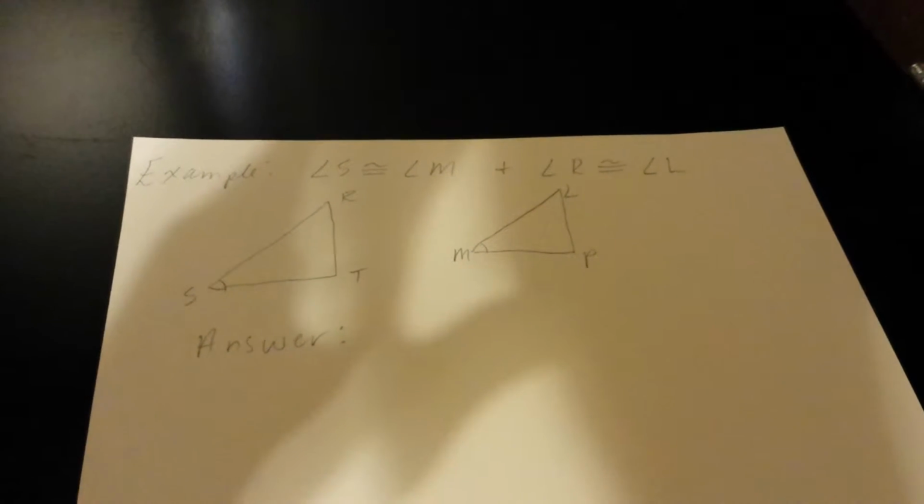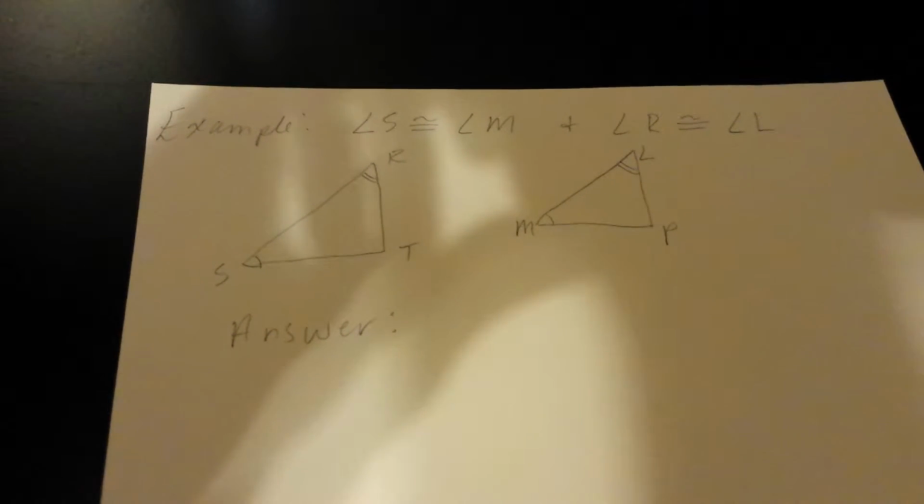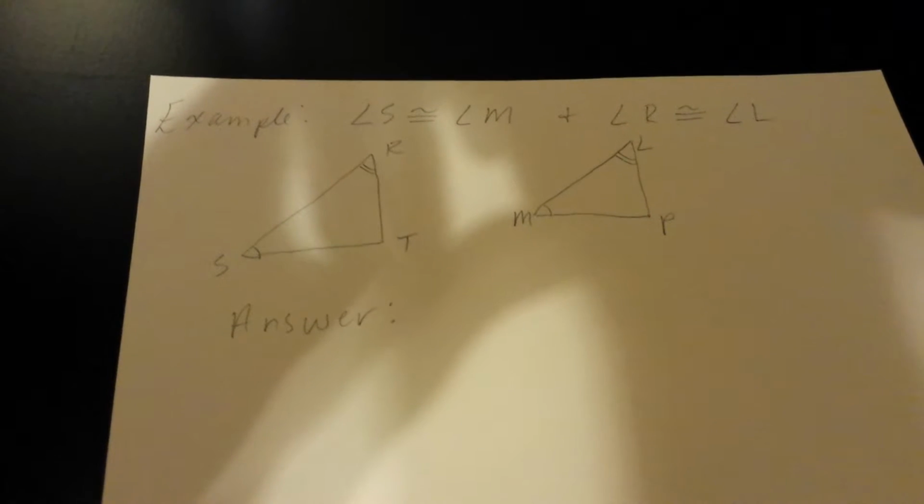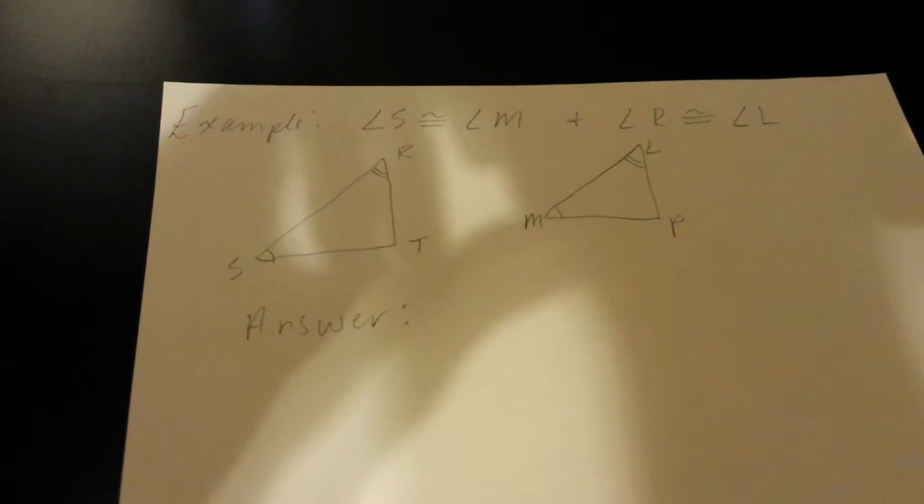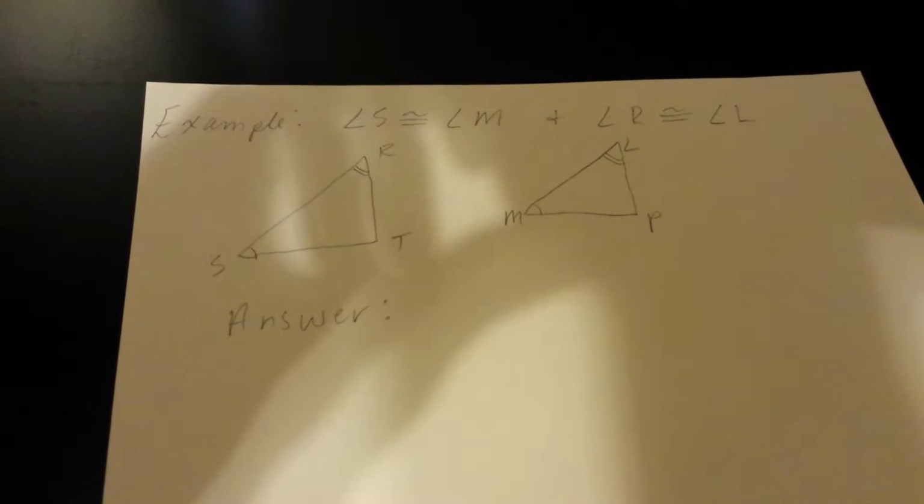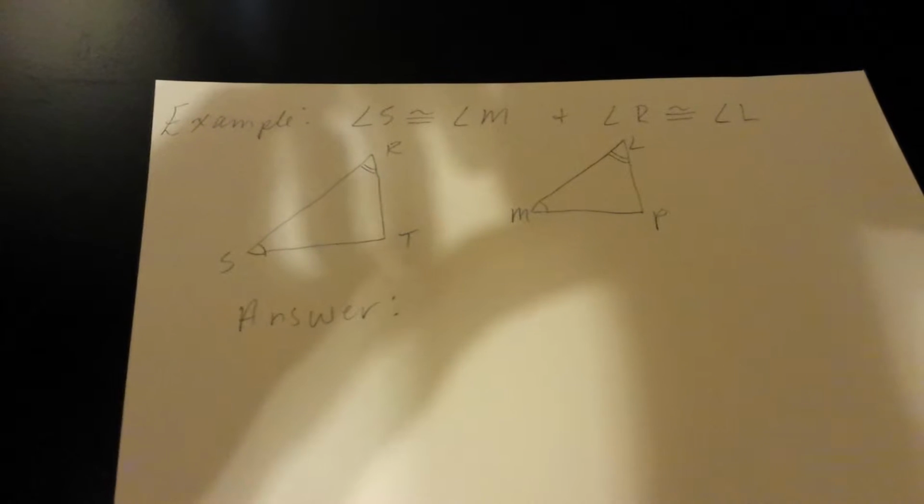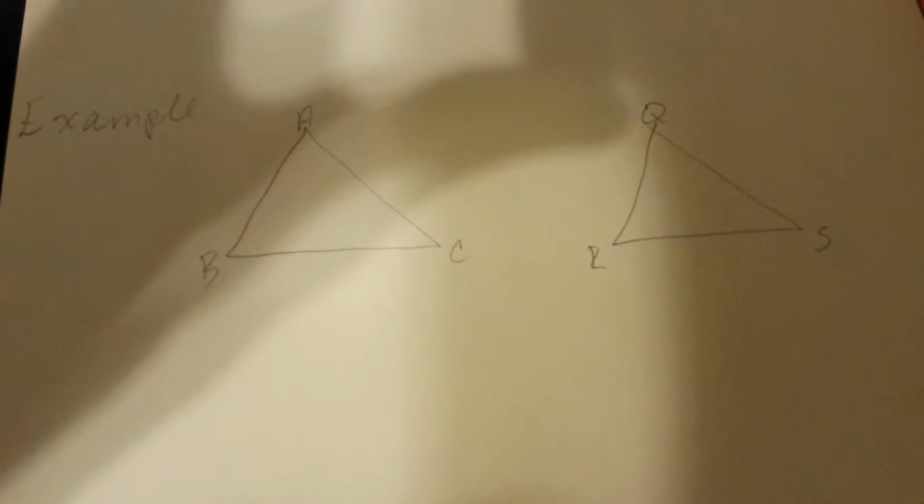First and foremost, label your congruent angles that are given. As you can see, angle S has been correctly paired with angle M, and angle R has been correctly paired with angle L. Therefore, your answer will be triangle SRT is similar to triangle MLP.